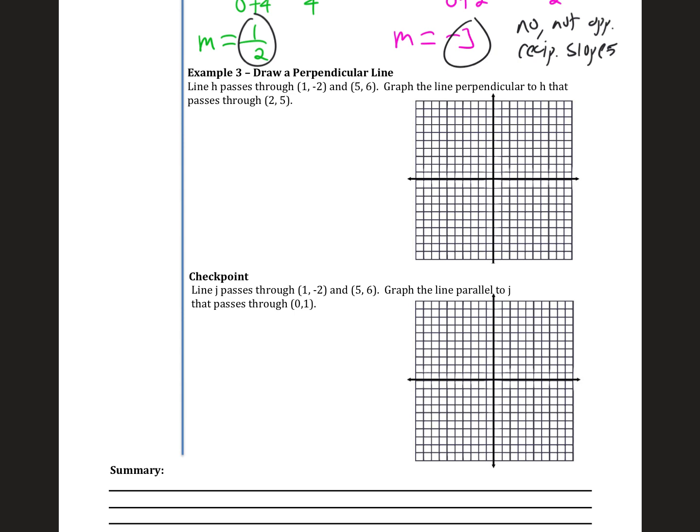Okay, so here's what we're going to do. I would first graph line H, okay? We're going to graph line H. I'll use blue for that, okay? So here's line H. It passes through 1, negative 2, so we go right 1, down 2.